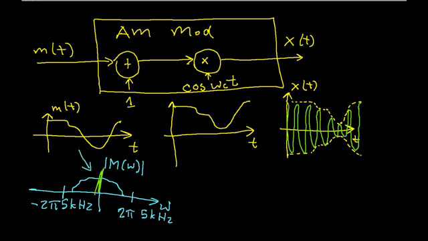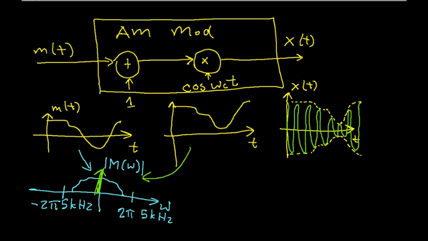Okay, so the time domain operation where we add 1 is equivalent to adding a delta function at the origin of magnitude 1 in the frequency domain. And this delta function will be converted into the carrier part of the transmitted signal when the magic occurs. And this is where the magic occurs.